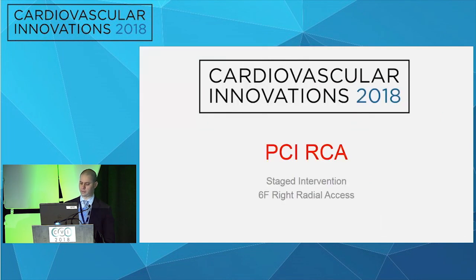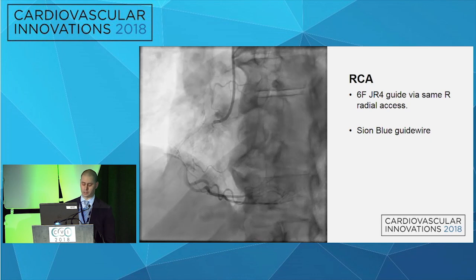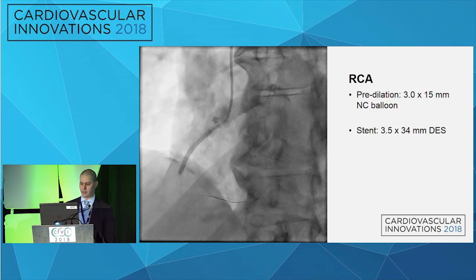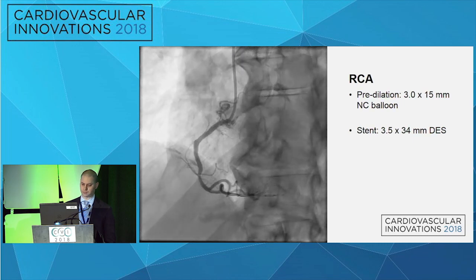So we called it quits for one day, brought him back a few weeks later for a staged PCI of the RCA, which was much more straightforward. Just wired it with the Sion Blue, pre-dilated with a 3.0, and stented it with a long 3.5 stent just to cover the entire disease segment. We had a pretty good result with that.